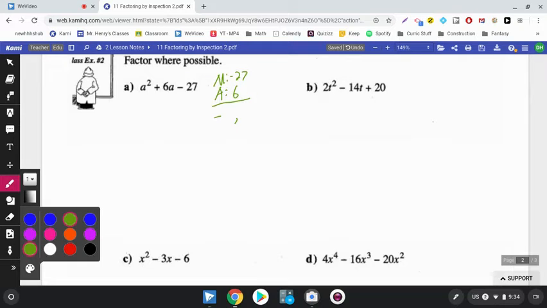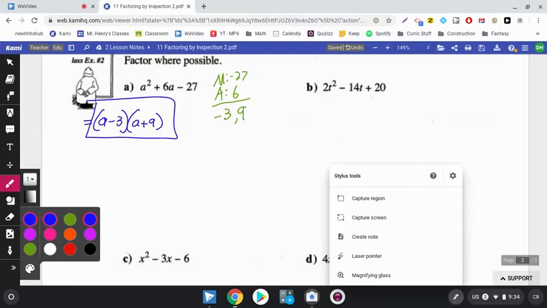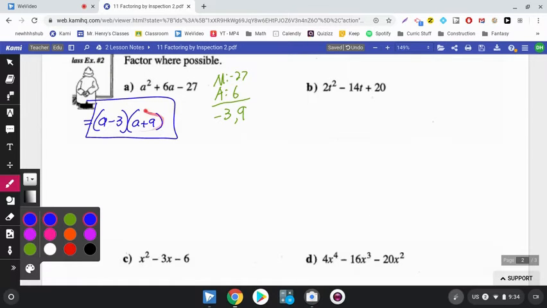And I think those numbers are 9 and 3. In order to add to that positive 6, the 9, the bigger one, would have to be positive. Well, there you go. Now I can factor. A minus 3, a plus 9. Okay. If I wanted to check, I absolutely could. But in this case, I really only have two factors. I have a minus 3 and a plus 9. Yeah, I could multiply it out, but I'm not going to in this case. We'll just move on.